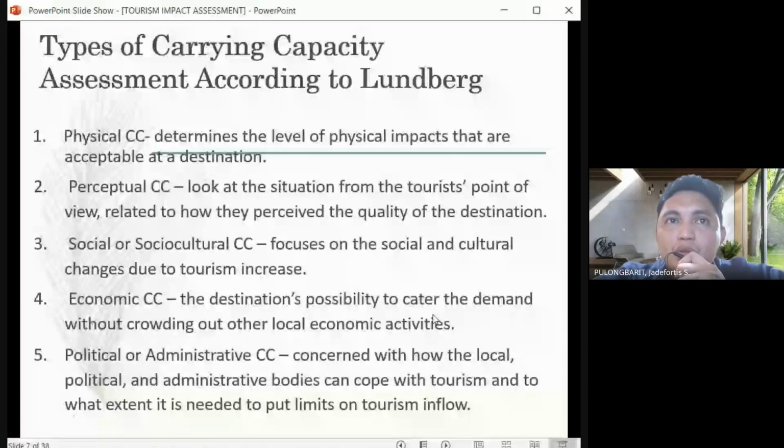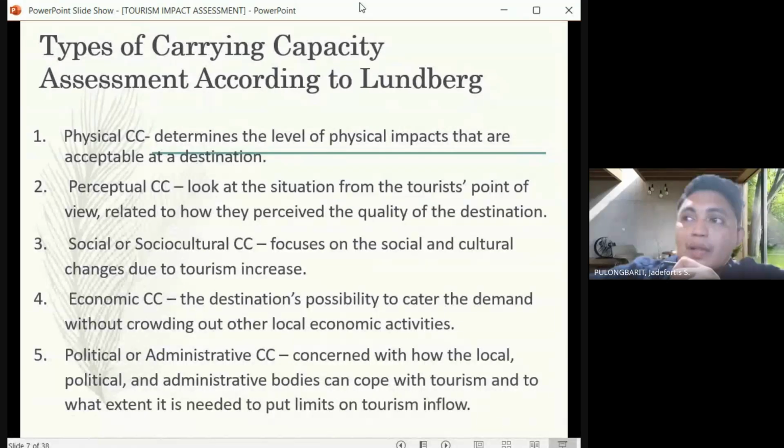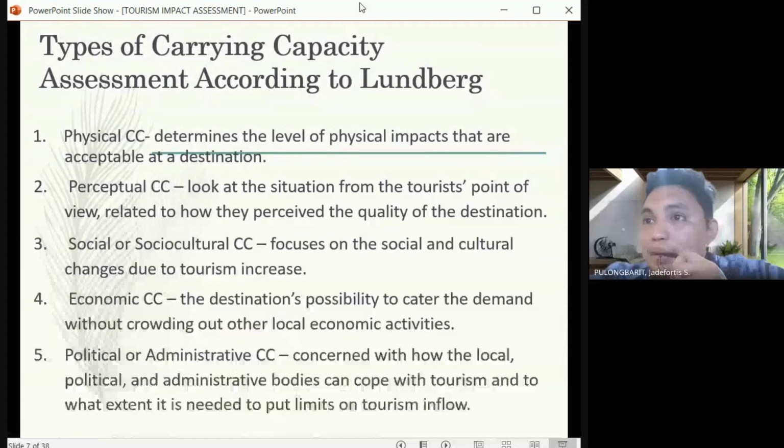Another one, social or socio-cultural carrying capacity focuses on the social and cultural changes due to tourism increase. Okay? So ito, what will be the socio-cultural changes dahil po sa nangyayaring tourism increase dun sa lugar based dun sa arrival. Nakakaapekto ba yung dami ng tao, especially the mass tourism, to the quality of experience doon sa mga heritage or culture? Nakakaapekto ba ito sa kultura ng community? That is under socio-cultural carrying capacity. So kung accepted ba yung dami ng tao na yun para hindi po magkaroon ng negative impact sa socio-cultural.